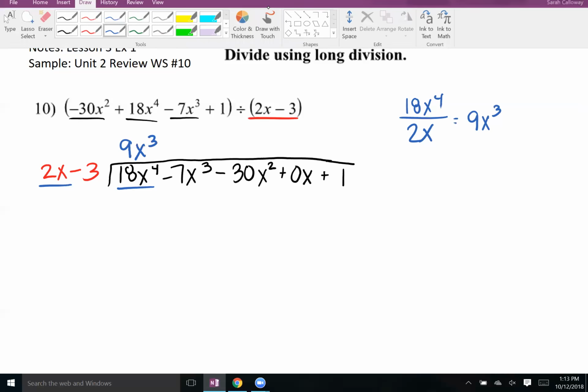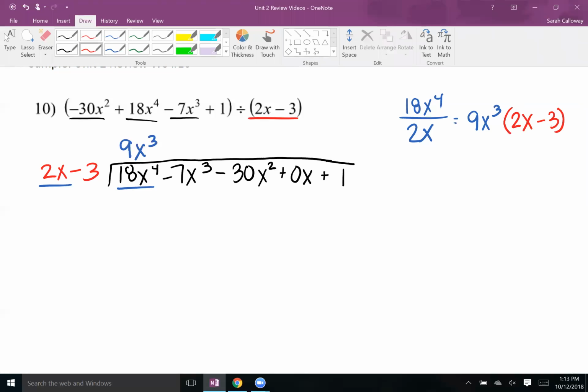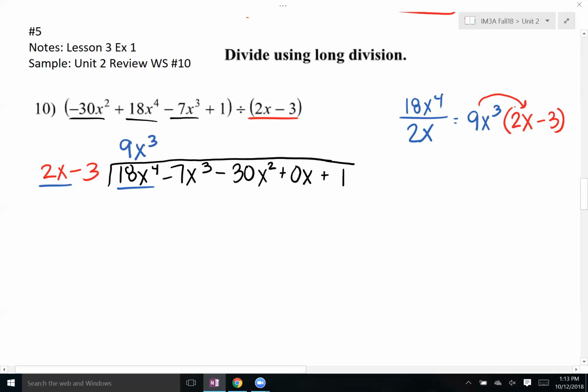What we do next is multiply it by our entire divisor, the whole 2x minus 3. So we're going to distribute 9x cubed. The first thing that we get should be exactly the same as the first term of our dividend. So 9x cubed times 2x should give us 18x to the 4th. And then 9x cubed times negative 3 gives us negative 27x to the 3rd. We're going to write that underneath the first two terms of our dividend.